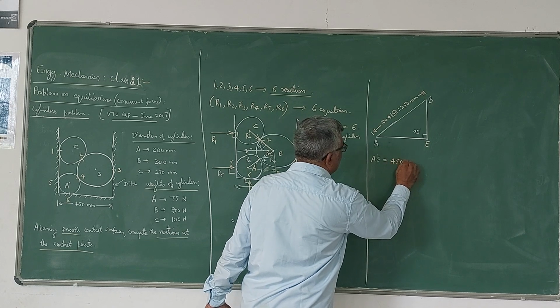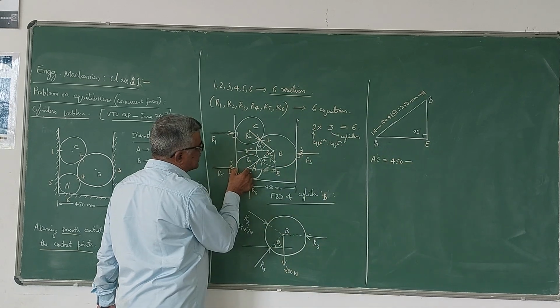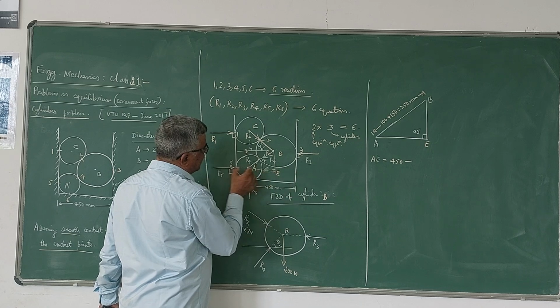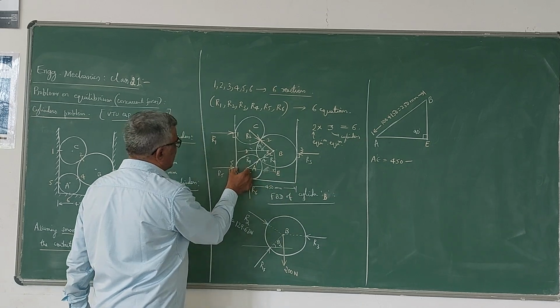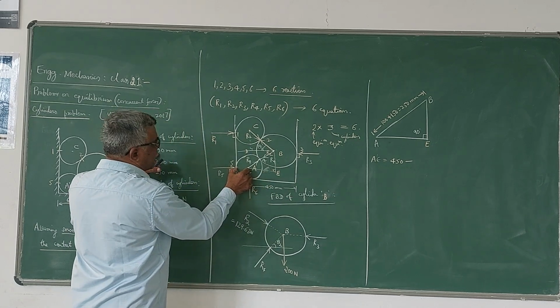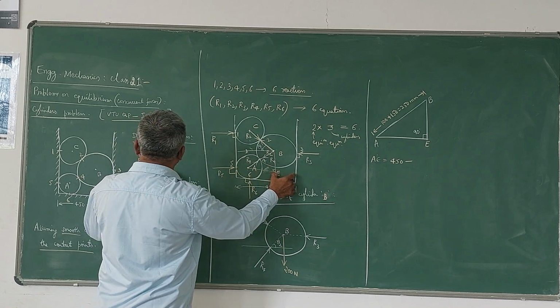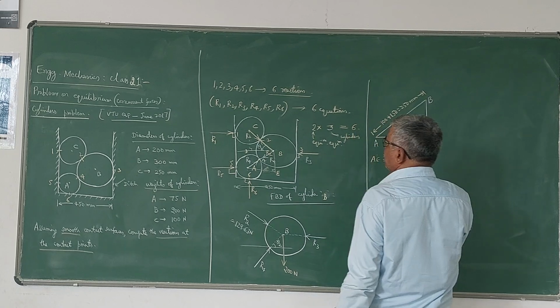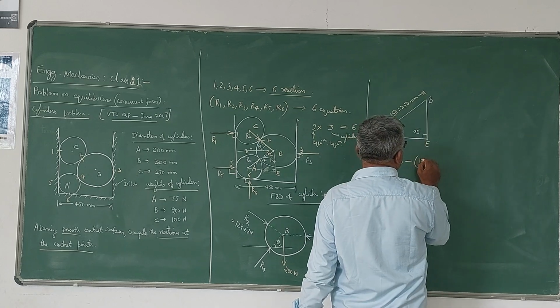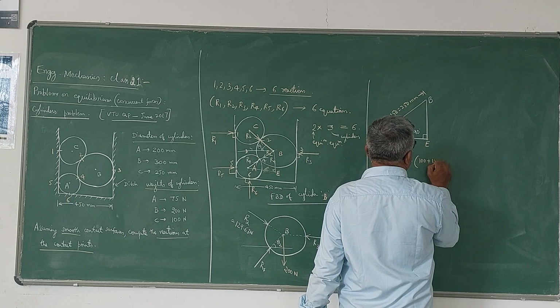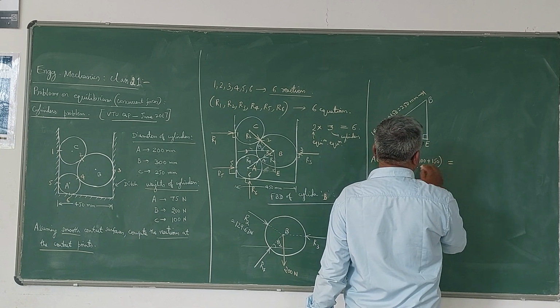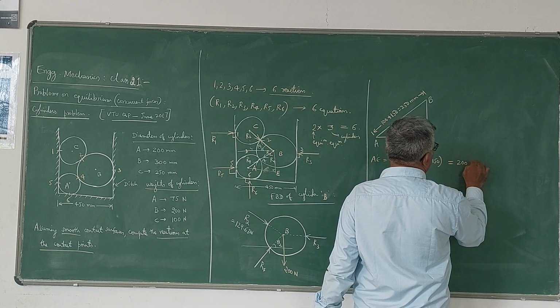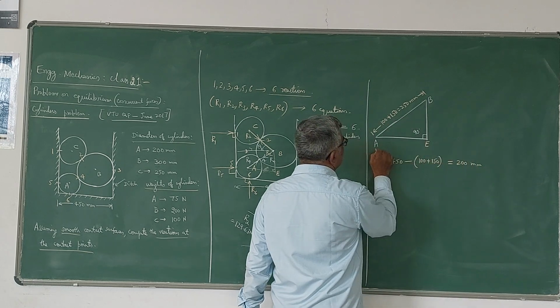Once again, this AE value is nothing but this total length, 450, from which we have to deduct this radius and this radius. The radius of this cylinder is half of this, that is 100. The radius of this will be 150. So 450 minus 250, which is 200. So this length is 200 mm.